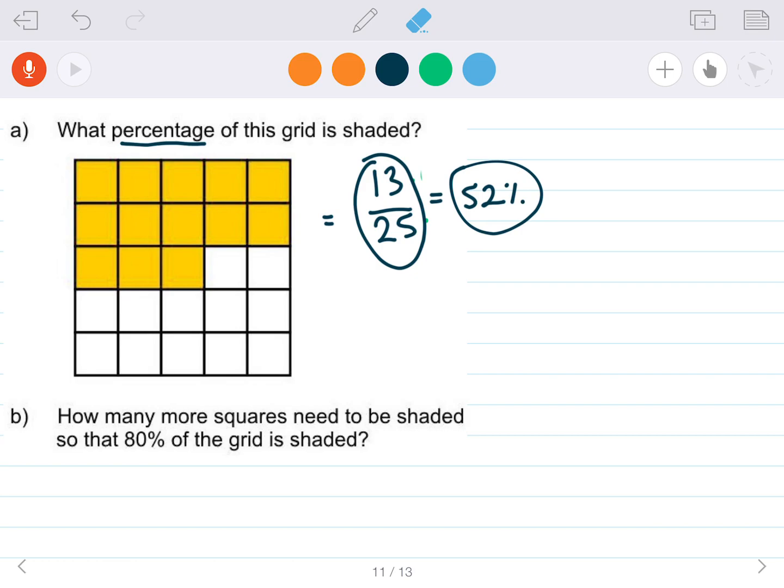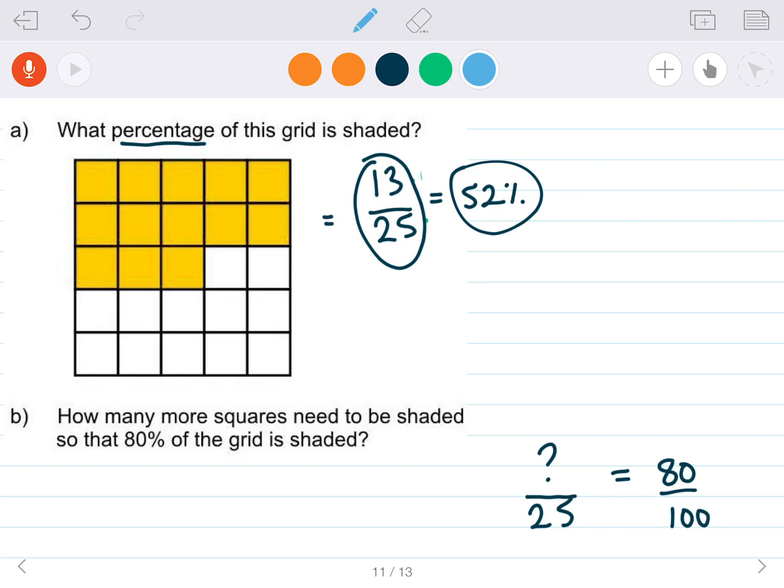Now the next question says how many more squares need to be shaded so that 80% of the grid is shaded? Well, the amount of pieces that we have is going to be the same, but this time 13 pieces are not going to be shaded. We need to figure out how many need to be shaded out of 25 to equal 80%. So 80%, once again, is going to be 80 out of 100. This little equation says what number out of 25 is equal to 80 out of 100?